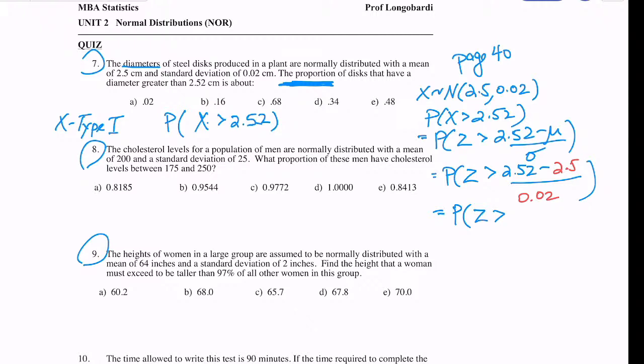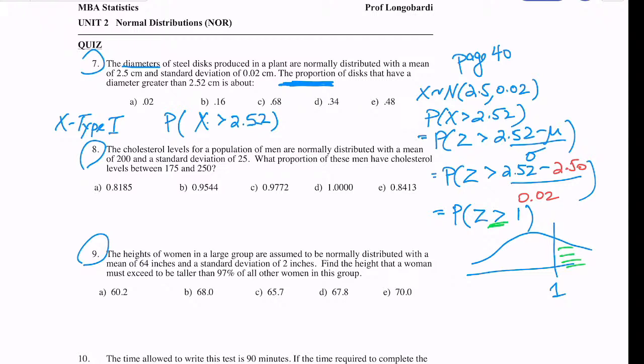So this will work out to be 1, because 2.52 minus 2.50 results in 0.02. Then divide by 0.02 gives you 1. So we need to draw this to know what we're doing. One should be about here. And what we want to solve for is this area. That's what the arrow is telling me. Find the area greater than 1.